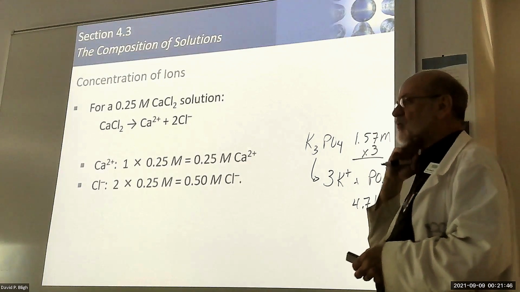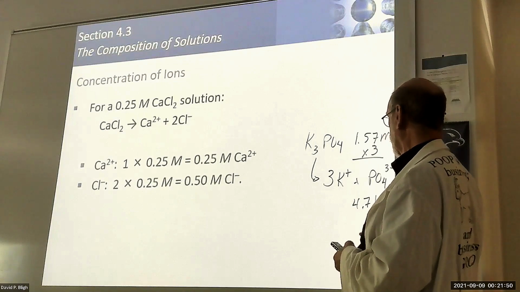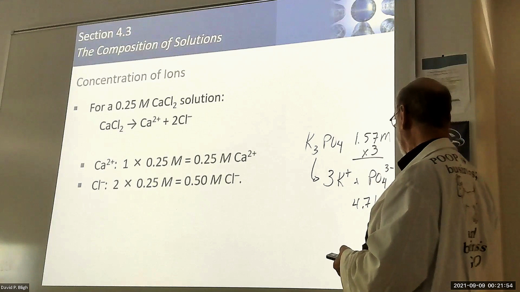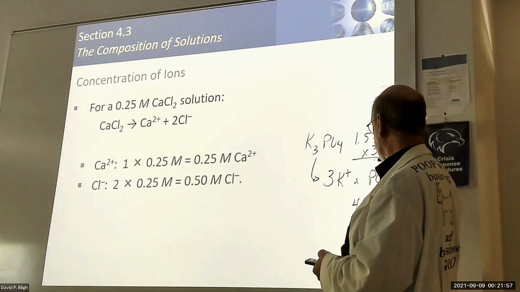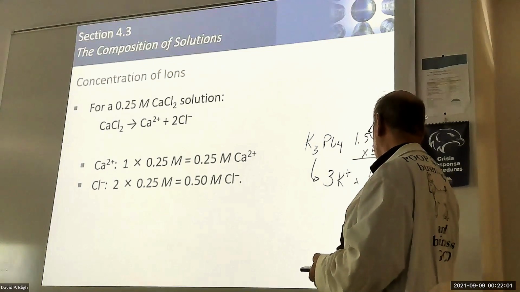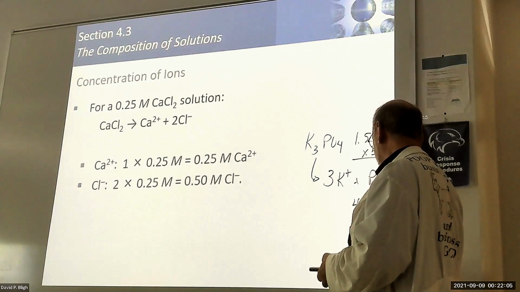So what's the concentration of ions all taken together? Well, that'll be 1 plus 3 is 4. So you multiply 4 times that, or just add 1.57 to it. 6.28 molar in ions.